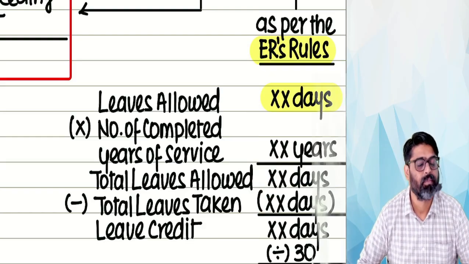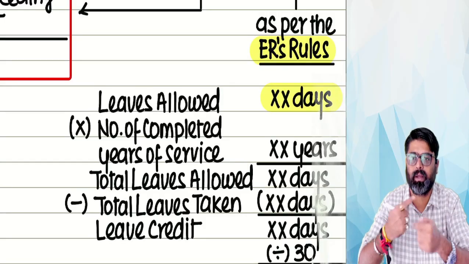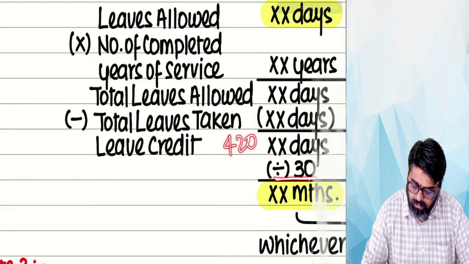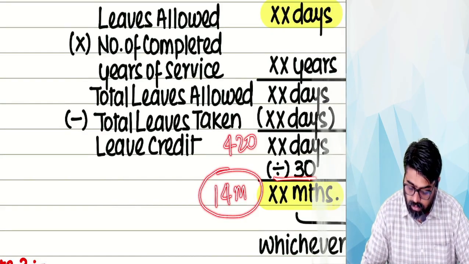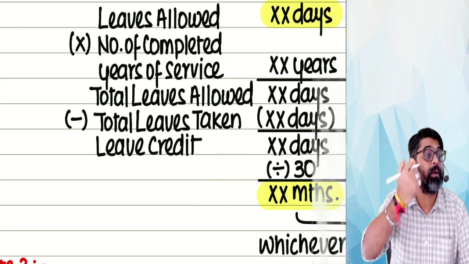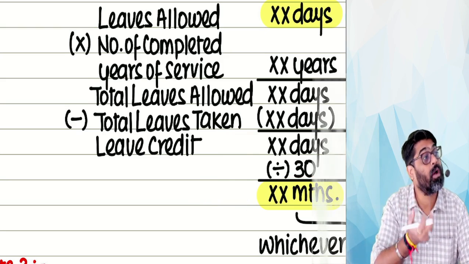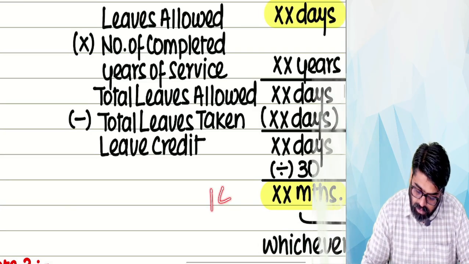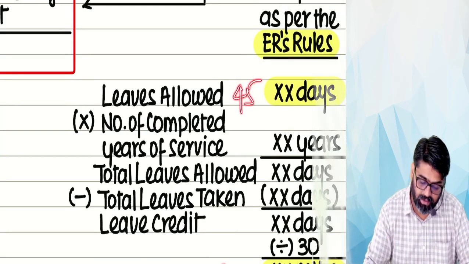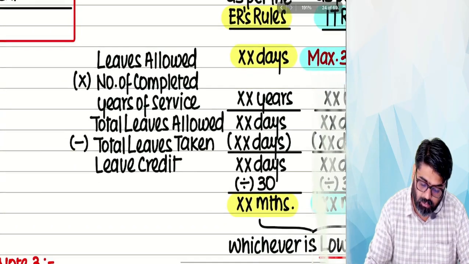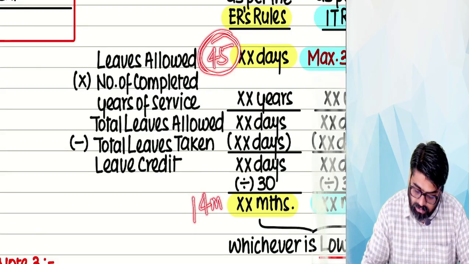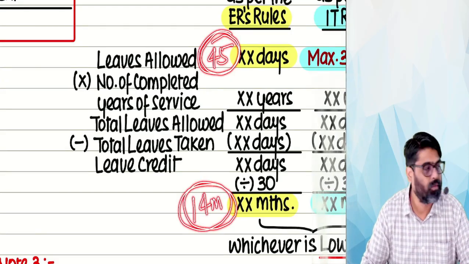So these 420, divide by 30. We have to convert the leave credit days into months. So 420 divided by 30, you will get 14 months. So 14 months of leave encashment will be provided by the employer. Employer will give you leave encashment for how many months? Now that 14 months you have calculated based on 45 days of leave allowed by the employer. Based on 45 days, how much leave credit did you calculate? 14 months. Yes or no?